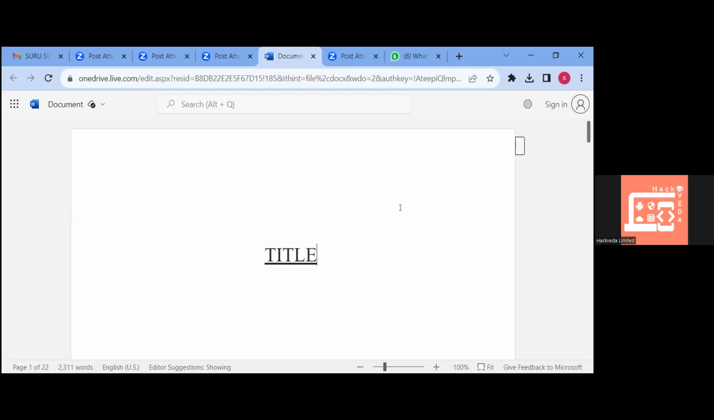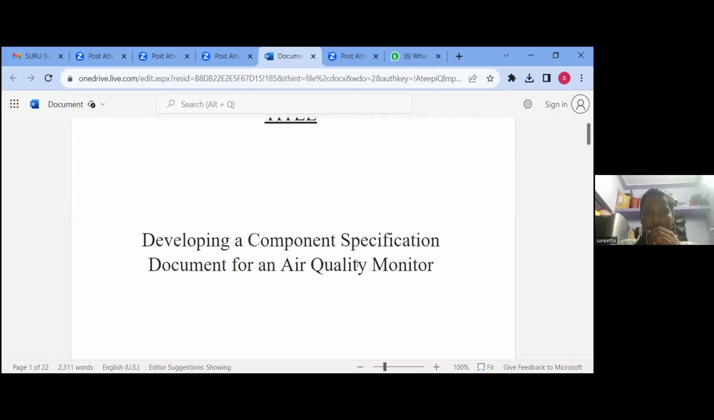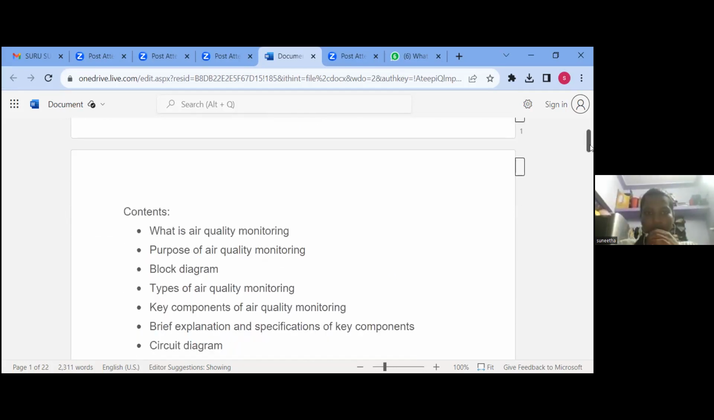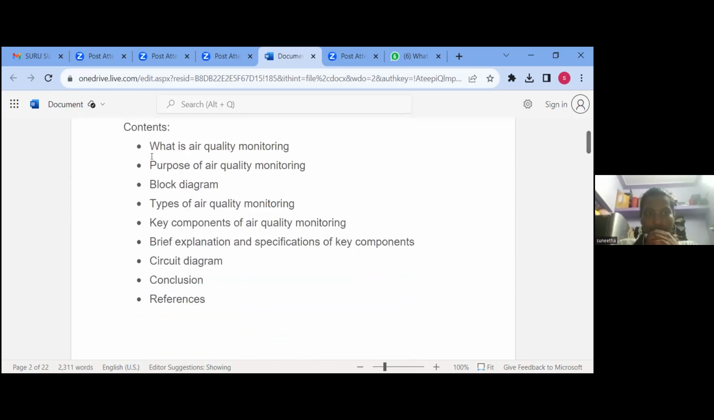Okay, ma'am. I am from the Embedded Systems and Laboratory branch of Hackwada. Today my presentation is about developing a component specification document for an air quality monitoring system. So first we have to look at the contents of my documentation.